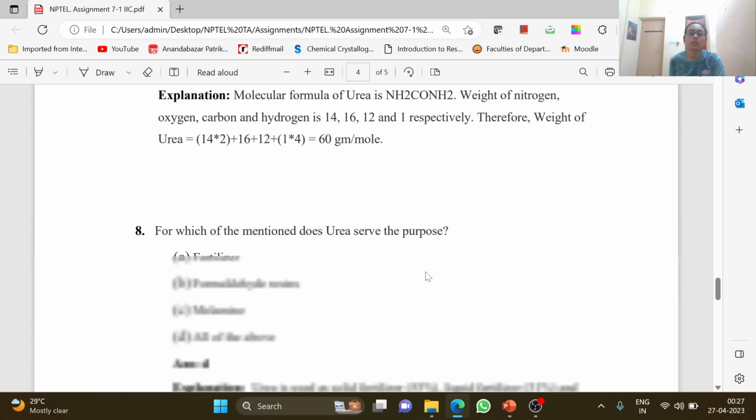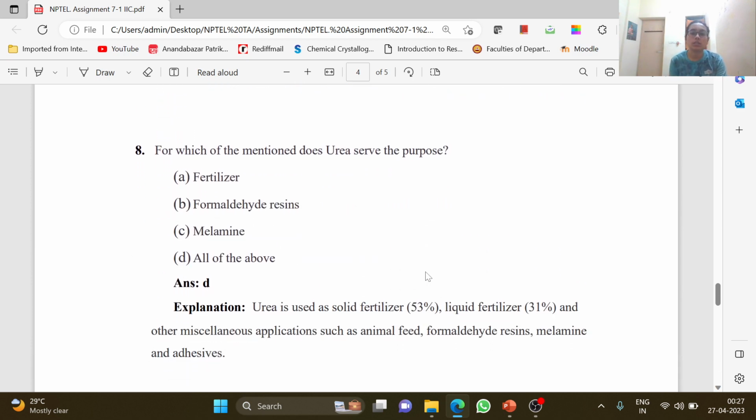Okay. Then for which of the mentioned does urea serve the purpose? Fertilizer, formaldehyde, resin, melamine, and all of the above. So the option will be all of the above. The correct answer is this because urea is used as a solid fertilizer, 53% of the urea. Liquid fertilizer also 31%. Now other miscellaneous applications such as animal feed, formaldehyde, resin, melamine, and adhesives. It has multiple applications.